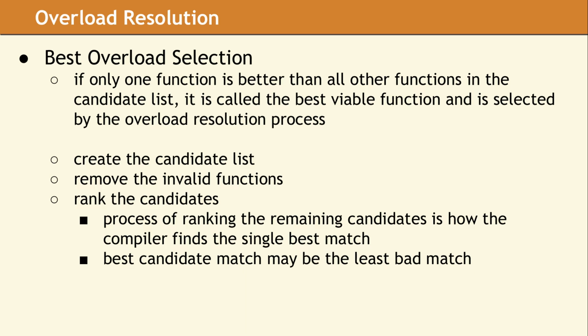So once the compiler creates the candidate list, how does it select the best overload to call? After removing the invalid overloads, the remaining candidates are ranked to find the least bad match. If there is one match which is better than all others, it will be selected and it wins. Otherwise, the process continues or an error is reported.